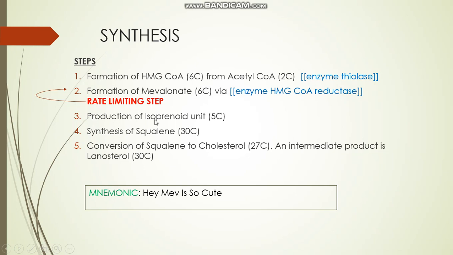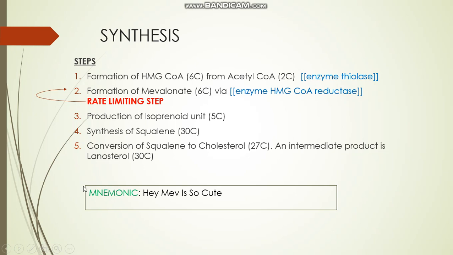The third step is the production of the isoprenoid unit, 5 carbon. The fourth is the synthesis of squalene, 30 carbon. And the fifth is the conversion of squalene to cholesterol, 27 carbon. An intermediate product in the conversion of squalene to cholesterol is lanosterol, 30 carbon. And this occurs right here in the middle.